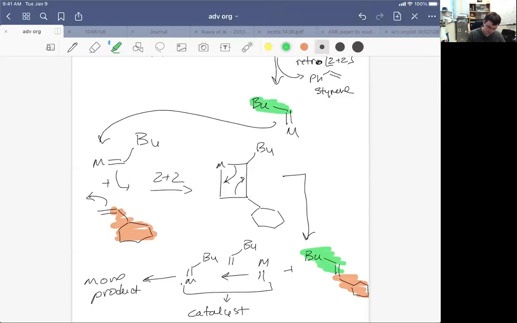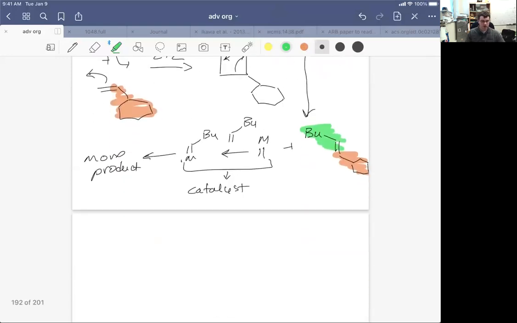All right. Okay. So now let's do some interesting reactions with this. It turns out that you can do a ring closing metathesis reaction.